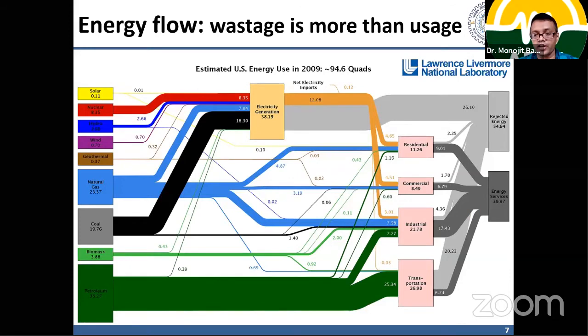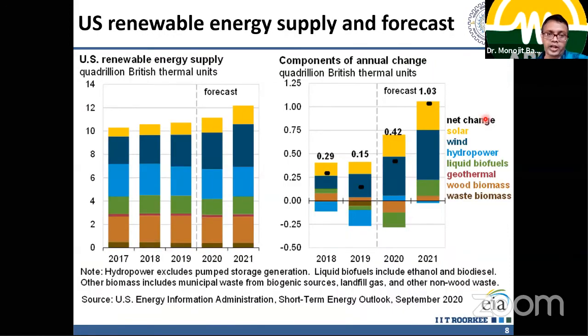And if you look at it, the waste is more than what we use. We use around, say, 30%, and the waste is almost 50%, right? So that is not a good sign of using energy. I mean, we are not using energy in very efficient ways. So that's why the US is also going towards more renewable energy sources, such as solar cells.